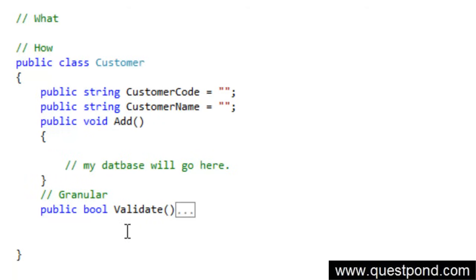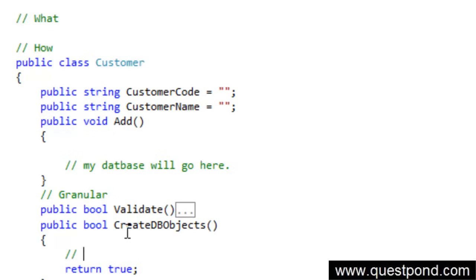Now in the same way, we will need one more function which will help us to go and create ADO.NET connections, write SQL statements, fire it to database, etc. So for the same, I'll create a very simple function here called create DB objects. Now this function will help me to go and create ADO.NET connections. It will help me to go and create SQL statements and fire those on the database. So you can think about this as DB connection and SQL, etc.